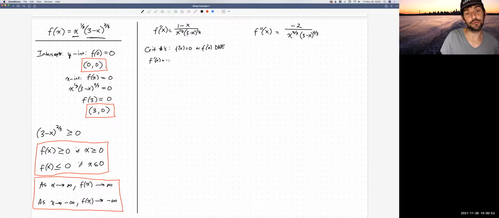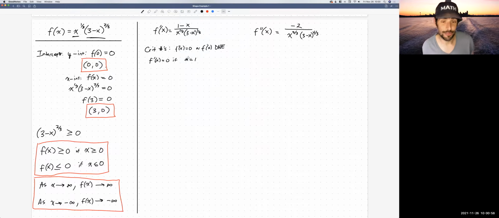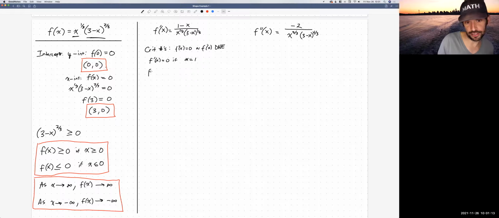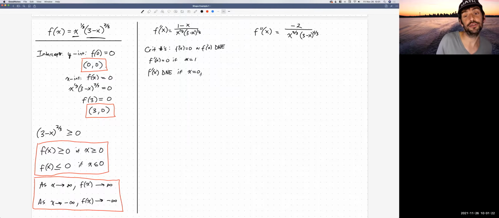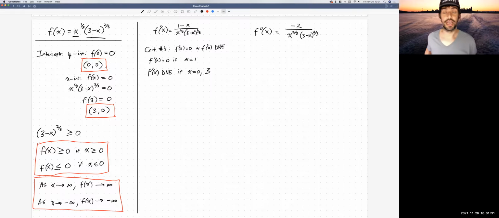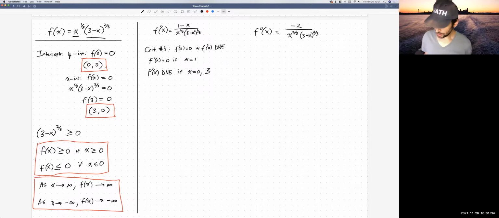F prime of x equals 0 if x equals 1, right? We need that numerator to equal 0. And as long as the denominator doesn't equal 0 at the same time, and you can see it doesn't if you put x in, you don't have to work out any of the numbers. You just see you get a 0 in the numerator and non-zero in the denominator. So the derivative is equal to 0 there. So we get x equals 1. We can also see that the derivative does not exist when we get zeros in the denominator. And those happen if x is equal to 0 or x is equal to 3, right? Again, that's easy enough to read right from what we have there, from that form, okay?